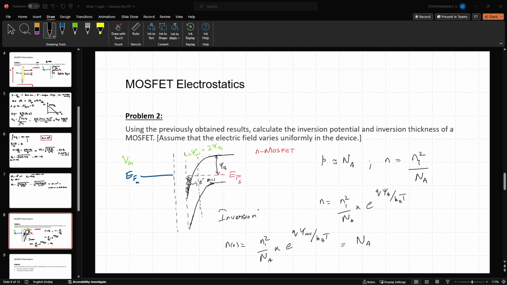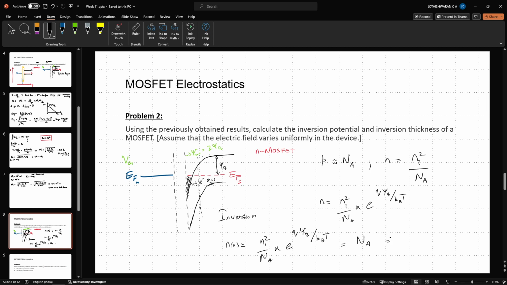So I shouldn't have called this inversion yet. What we want is, when I apply exactly psi b, this thing will come down to 0, which implies an equal number of electrons have been introduced. Therefore, at that point, the charge at the surface is going to be 0, because there were also Na holes. If there were Na holes and Na electrons, the total charge in that region is going to become 0. So that is the neutralization case.